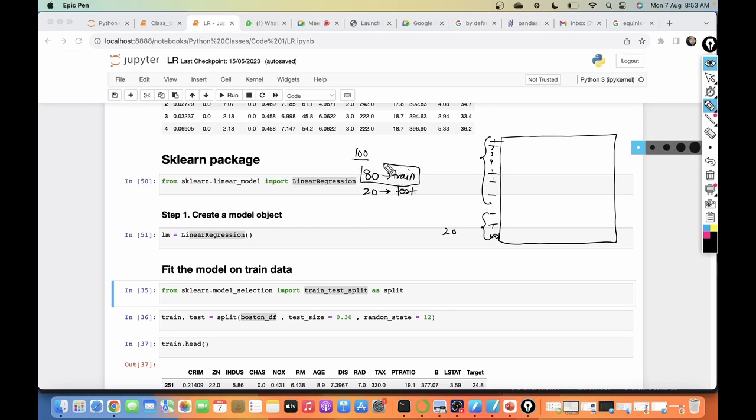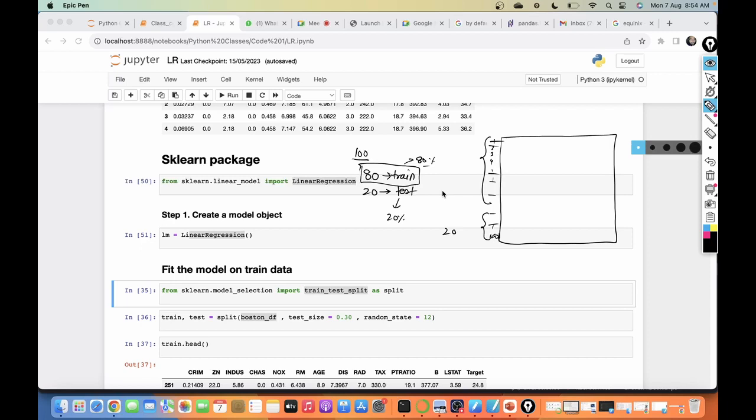Means 80% will go into the train and 20% will go into the test. That is the whole scenario. But it doesn't mean that the top 80 will go into train and the bottom 20 will go into the test. No, it doesn't happen that way. It happens randomly: 80 records will go, and they can be from any point, any side.